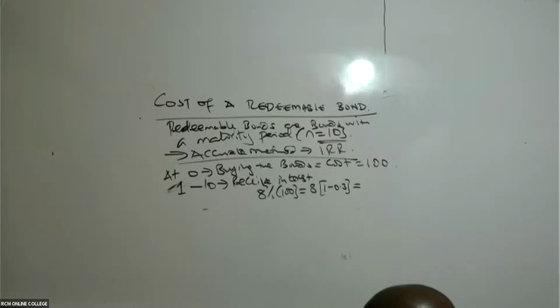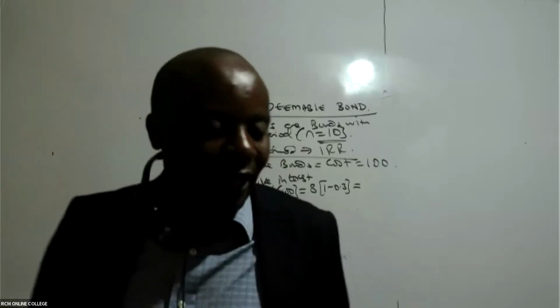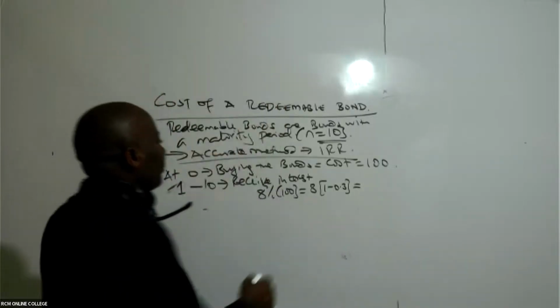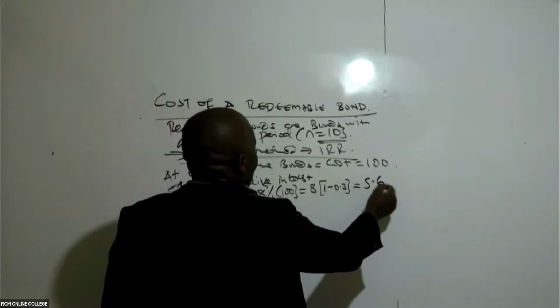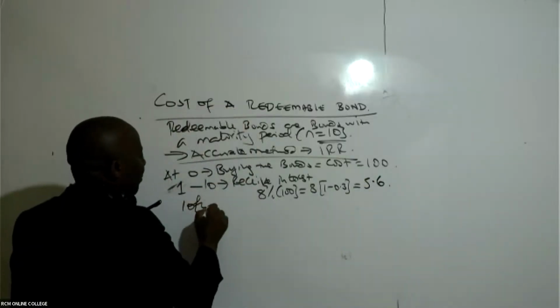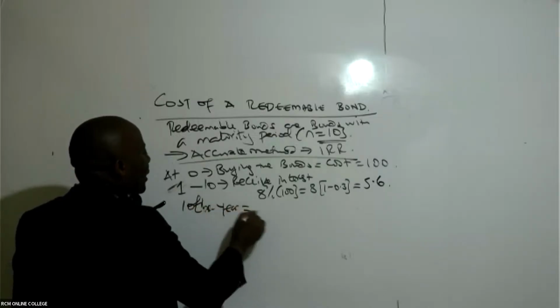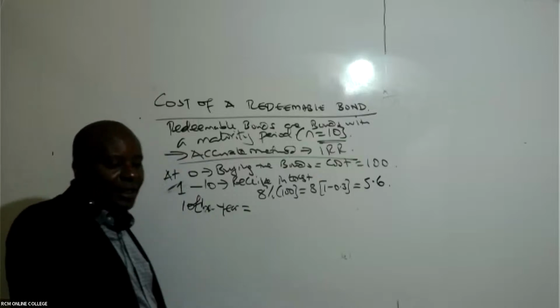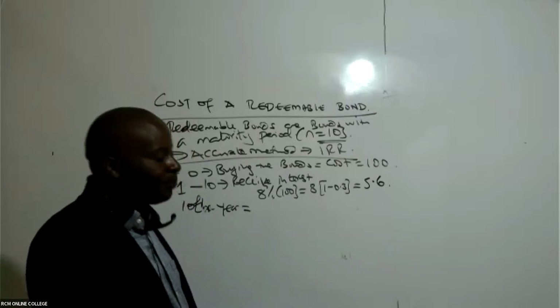So 5.6, right? So here I will be receiving 5.6. And then what will happen on the 10th year? The 10th year is the year of redemption.